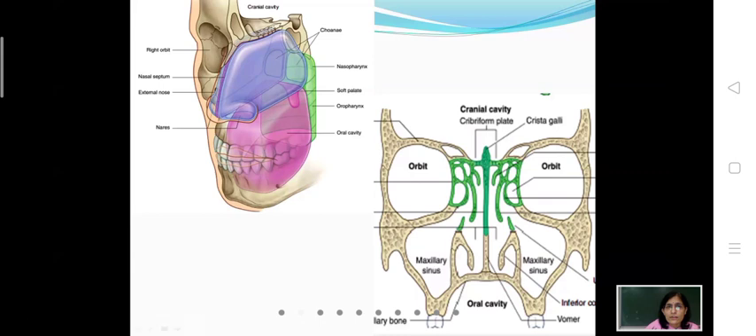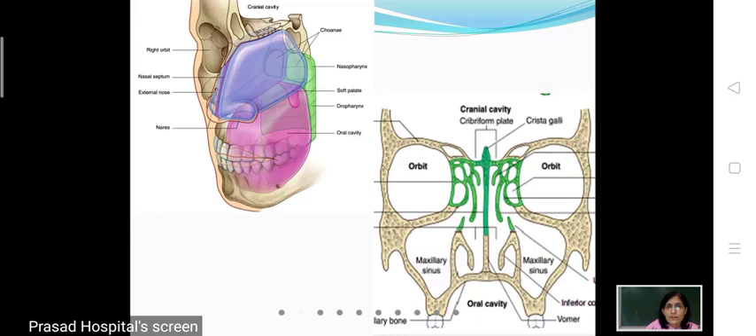Then the floor of nasal cavity. The floor of nasal cavity is horizontal. It is 5 centimeters long and it is wider as compared to the roof. It is about 1 to 1.5 centimeters wide. You can easily understand that this is the nasal cavity. This is the oral cavity. Between them lies the hard palate.